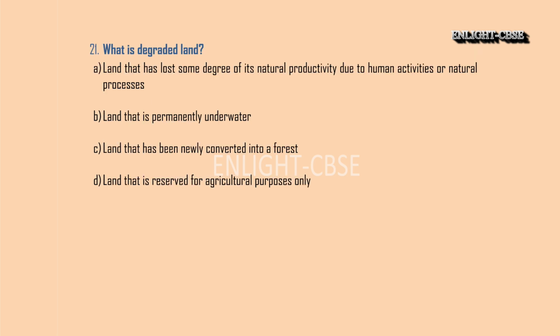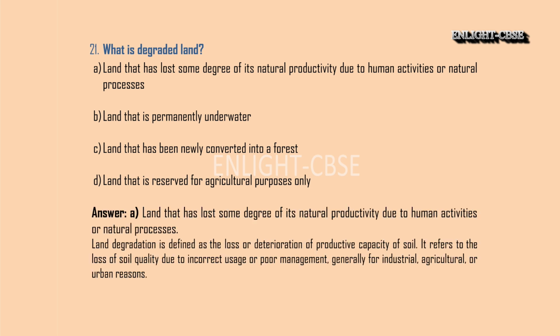Question 21. What is degraded land? A. Land that has lost some degree of its natural productivity due to human activities or natural processes. B. Land that is permanently underwater. C. Land that has been newly converted into a forest. D. Land that is reserved for agricultural purposes only. Answer, A. Land that has lost some degree of its natural productivity due to human activities or natural processes.